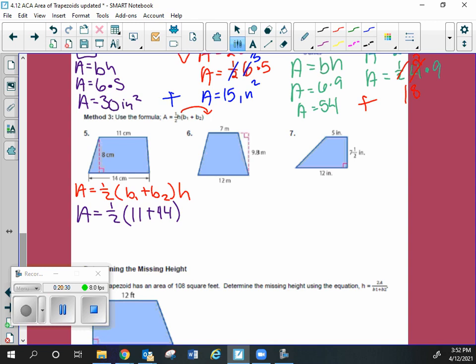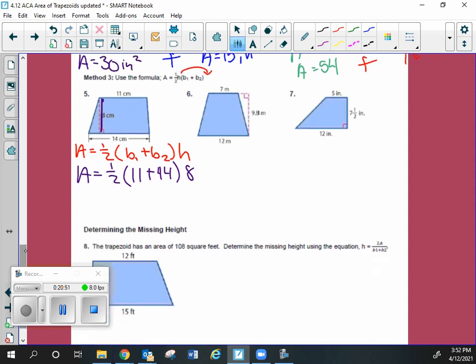My height is eight. The thing that is perpendicular, the same as eight. Order of operations says I need to do what part first? The grouping, the parentheses, very good. So 11 plus 14, class, is 25. I'm going to copy everything else down and leave 25 in the parentheses.